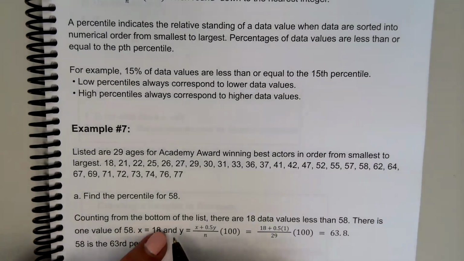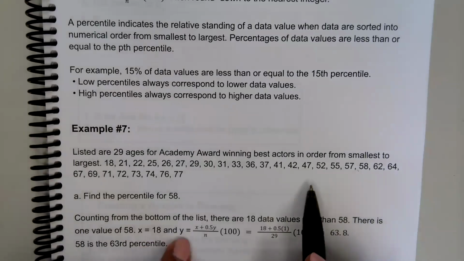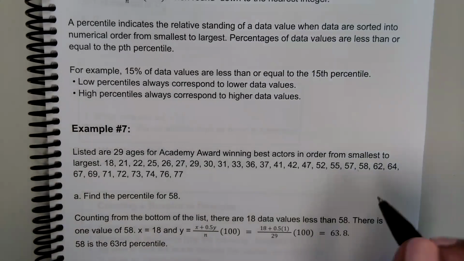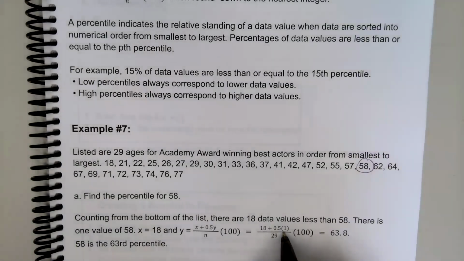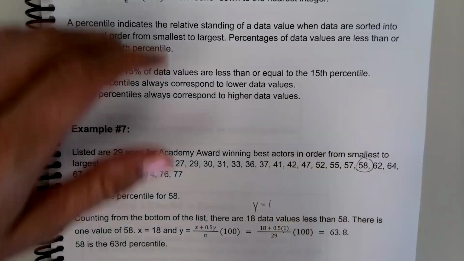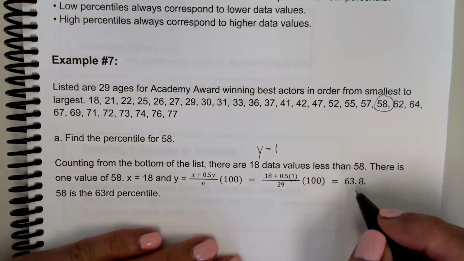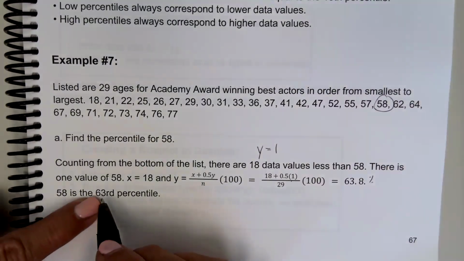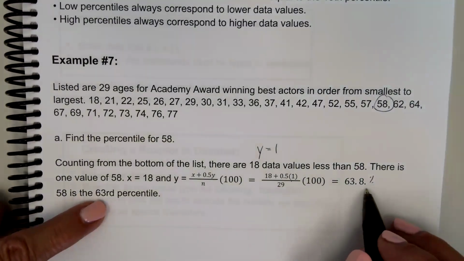So x is 18. That's the number of data points below him. And y is the number of data values of 58. There's only one of them, so y is equal to 1. So 18 plus 0.5 times 1, divided by 29, times 100 is 63.8%. So 58 is the 63rd percentile. You always round down on the percentiles.